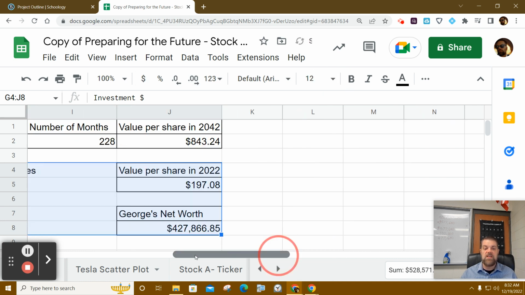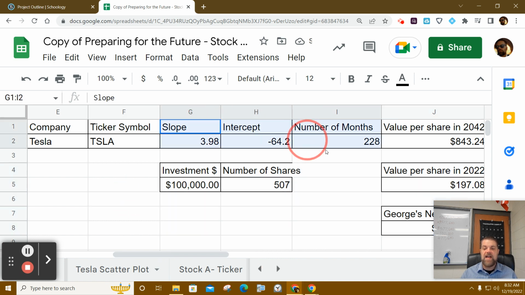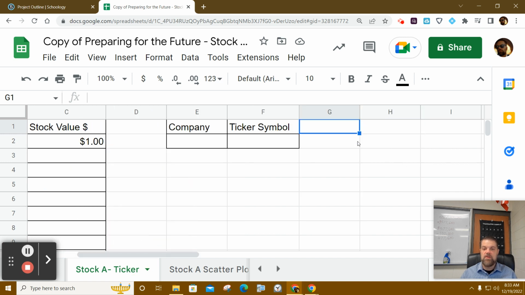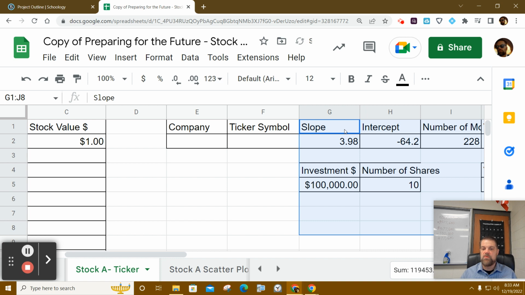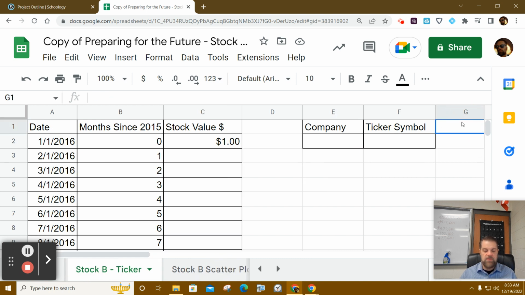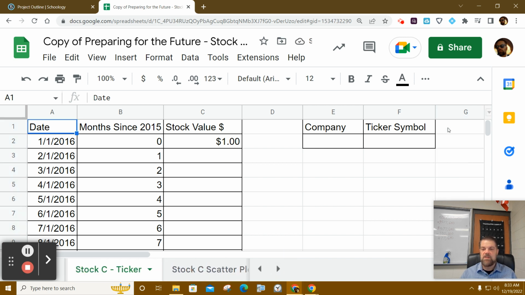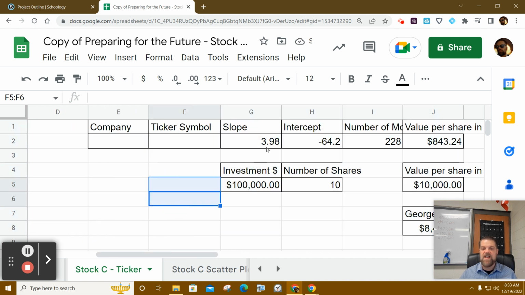Okay. Now, here's the beauty. Here's why I changed this. If I highlight all this and hit Control-C and copy it, and I go to my next company over here, and I go to this place right here and I hit paste, boom. Now you'll have to enter in different values. And then I could go to stock B ticker plot and do this, boom. And then I could go to stock C and boom. And now the only thing you've got to do is remember, some kids forgot to enter in the slope and intercept based on the graph.